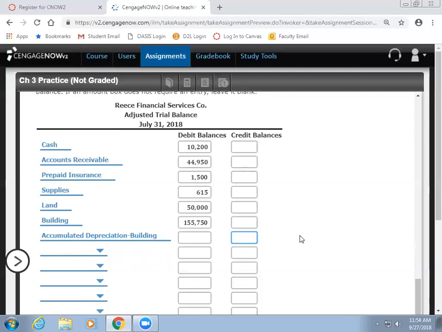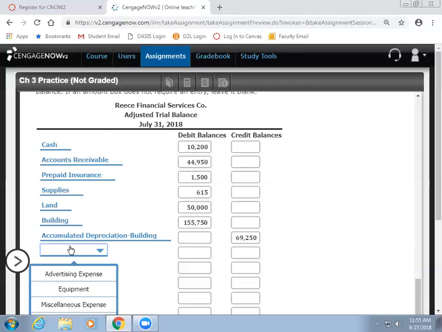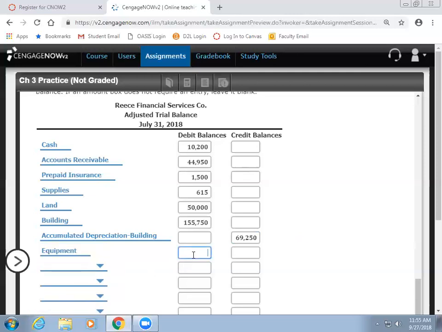What's my new accumulated depreciation? Very good, $69,250. So we started with the original credit balance and then added in our credit of $6,400. Next we have equipment. Has its balance changed? No. So it stays on the books at $45,000.